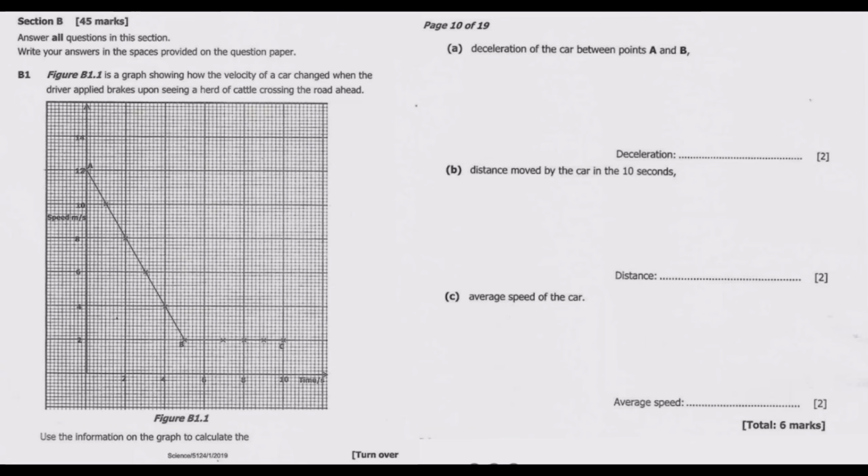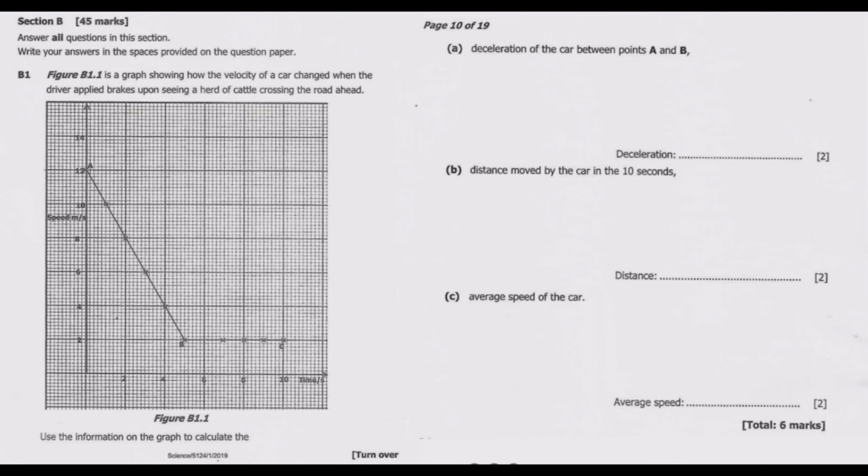So in this episode we continue looking at the 2019 Science Paper 1, which is basically physics. So we are looking at section B, which carries 45 marks and has 9 questions which are compulsory. So let us start by looking at question B1.